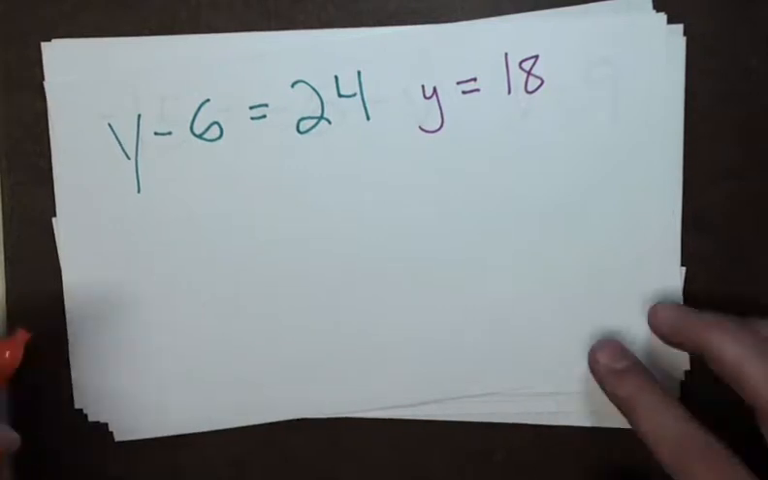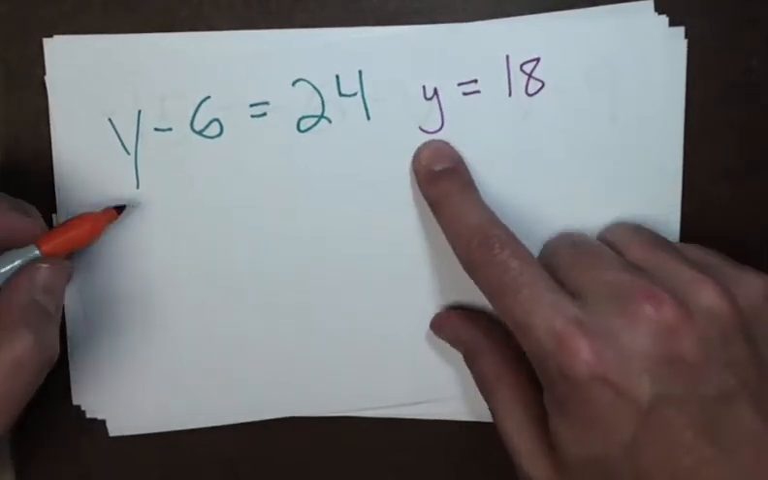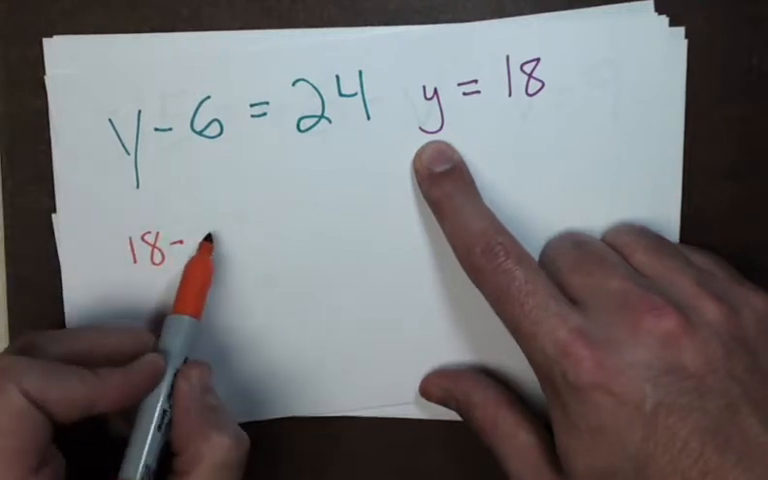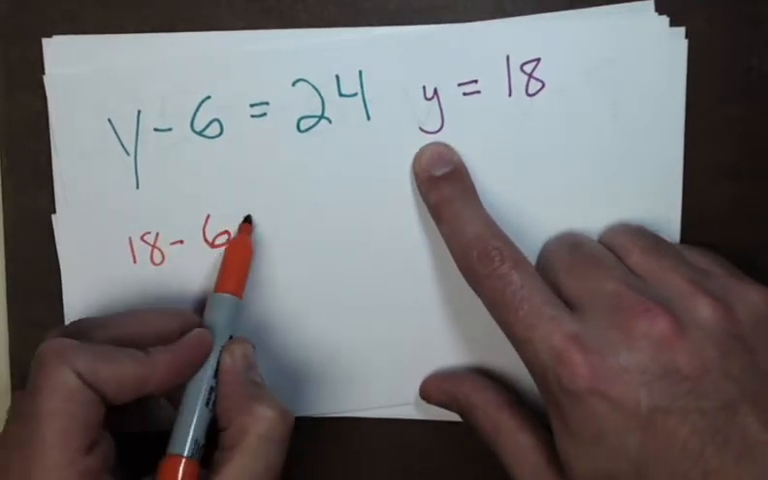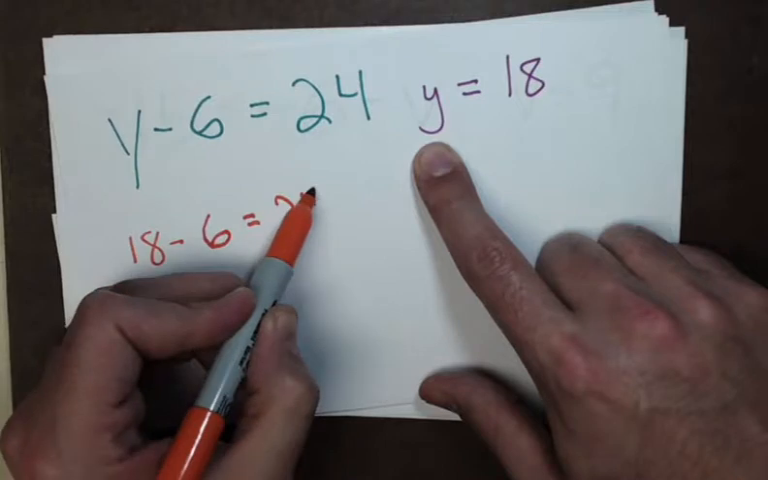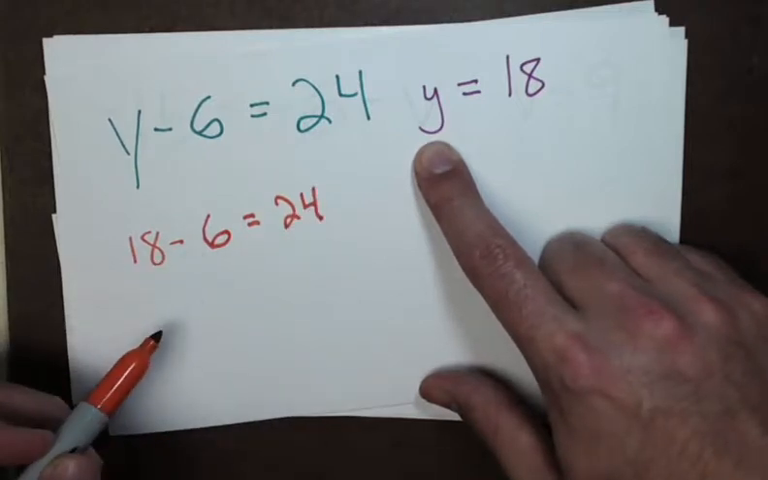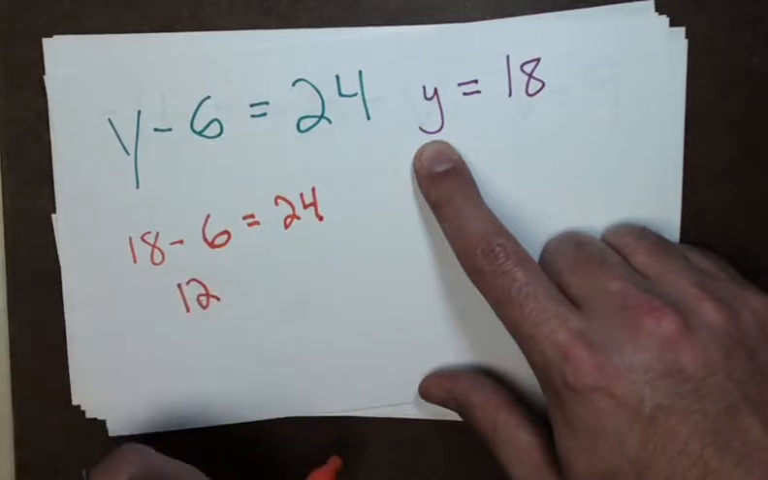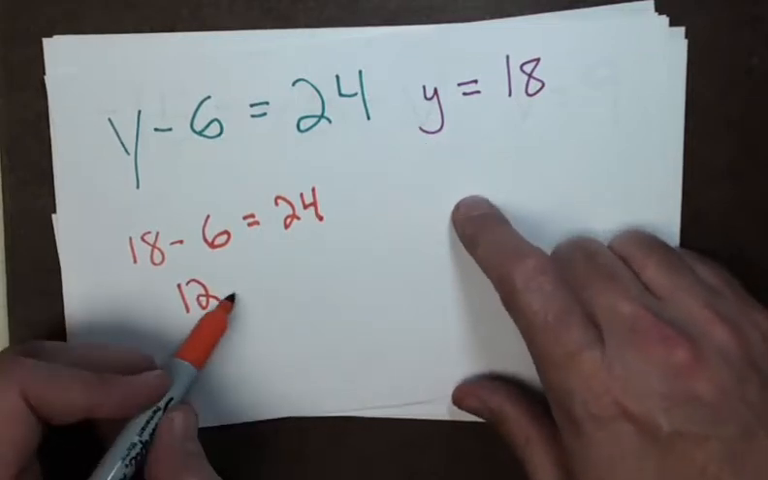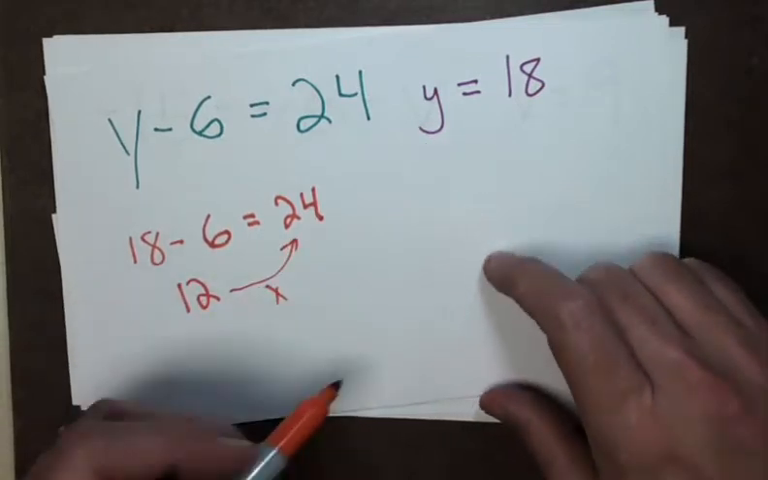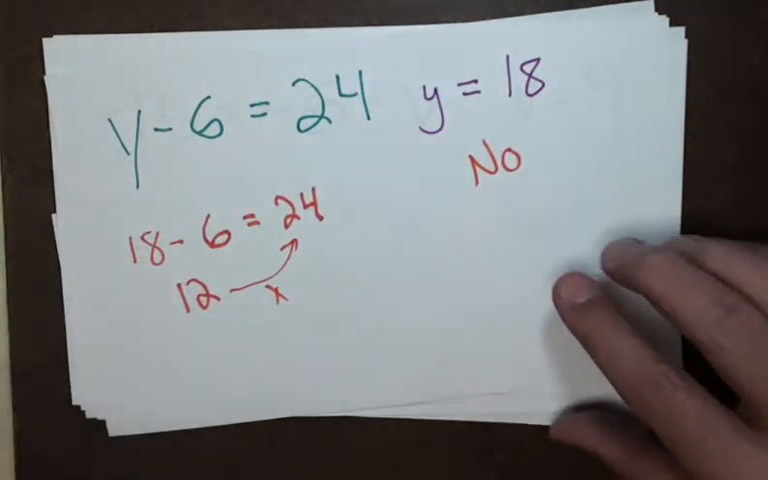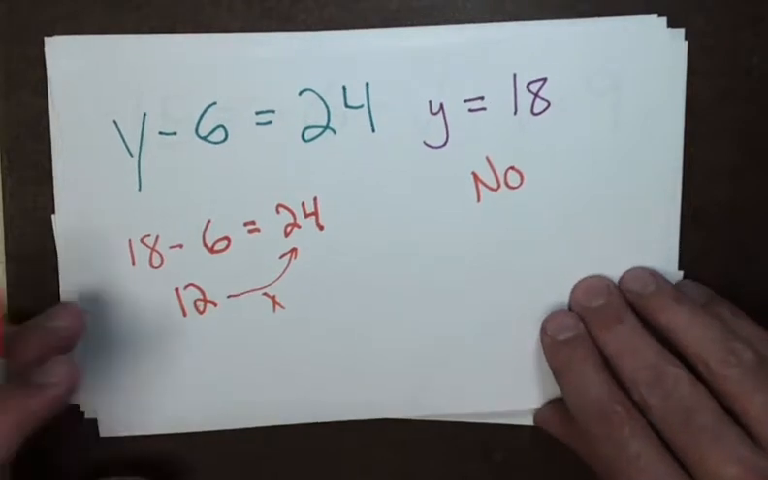Okay. All right. So we're going to substitute in for y here. We're at 18 minus 6, and we're going to see if that equals 24. So 18 minus 6, that's going to equal 12. 12 does not equal 24. Alright, so is y a solution? No. y equals 18 is not a solution for this equation.